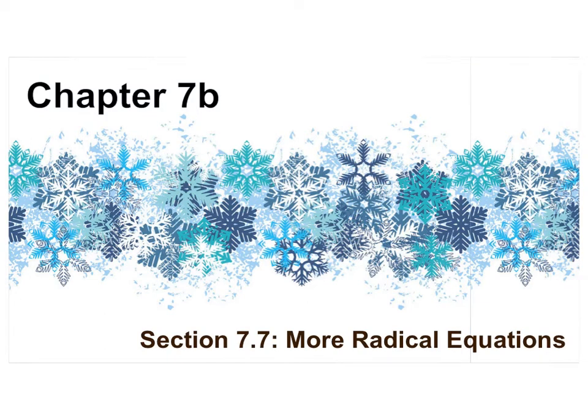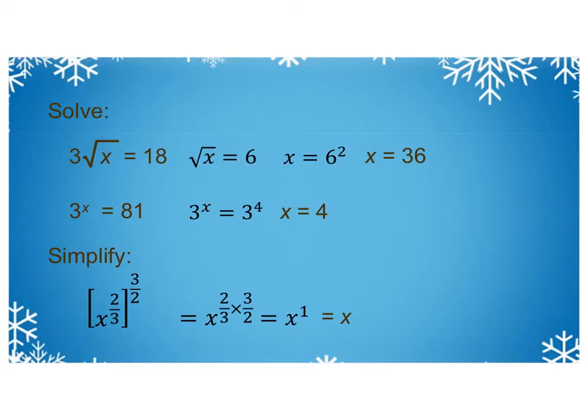All right, now we're working on section 7.7, more radical equations. All right, let's see how this works. So this is reviewing stuff we did last class.